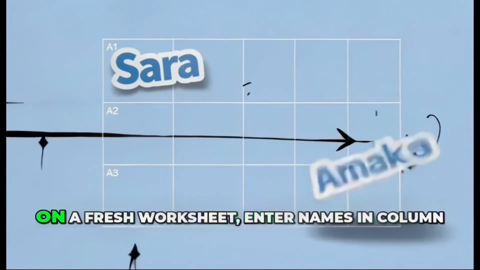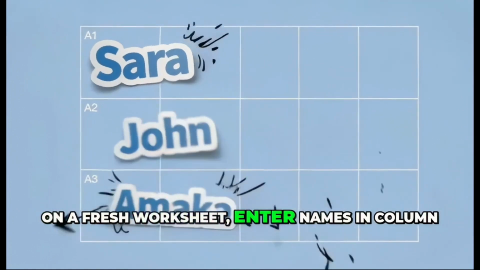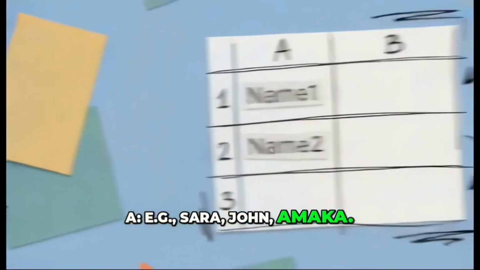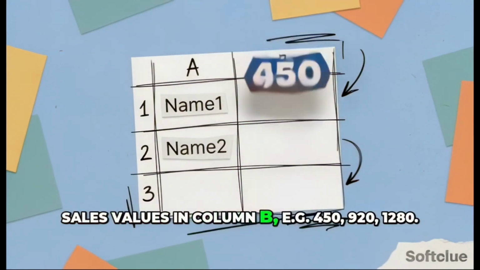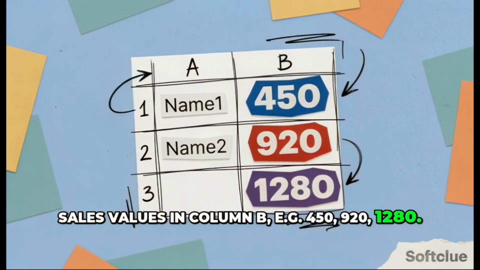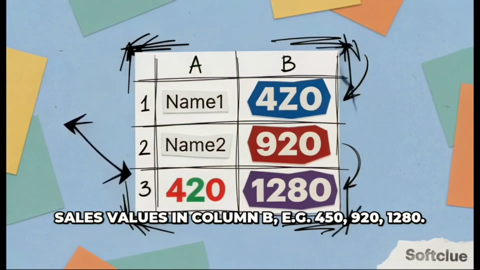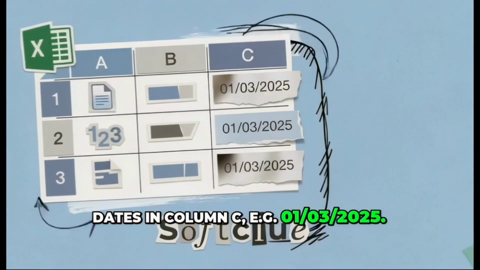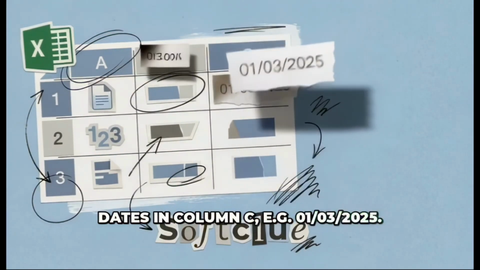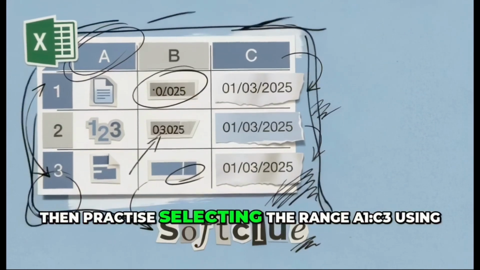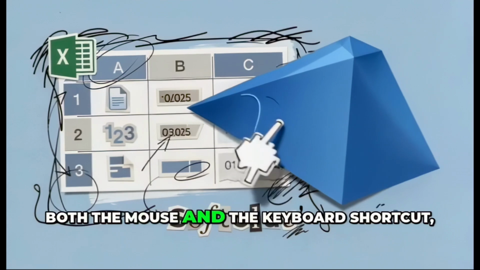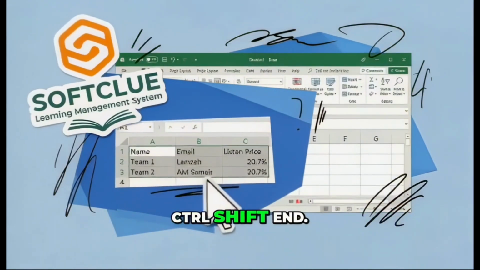Try this. On a fresh worksheet, enter names in column A, for example, Sarah, John, Amaka. Sales values in column B, for example, 450, 920, 1,000, 280. Dates in column C, for example, the 3rd of January 2025. Then practice selecting the range A1:C3, using both the mouse and the keyboard shortcut Ctrl plus Shift plus End.